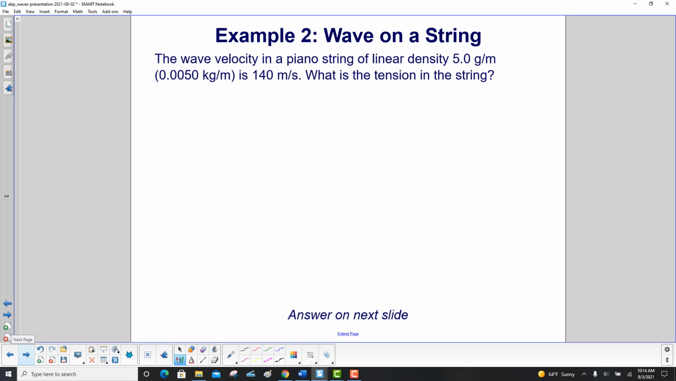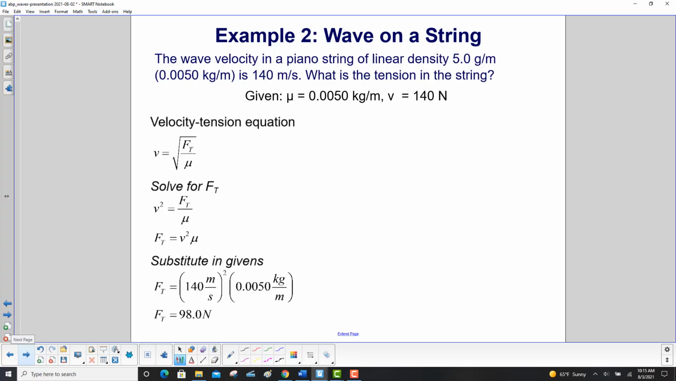The wave velocity in a piano string of linear density 5 grams per meter, which once again is 0.0050 kilograms per meter, is 140 meters per second. What is the tension in the string? Here's our givens. So once again, we need the velocity tension equation, but we want to solve for tension. So as always, we do the algebra first.